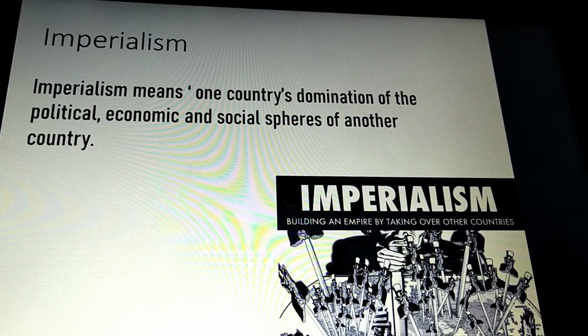Then imperialism. Imperialism means one country's domination of the political, economic and social spheres of another country, or a policy of extending a country's power and influence through colonization.